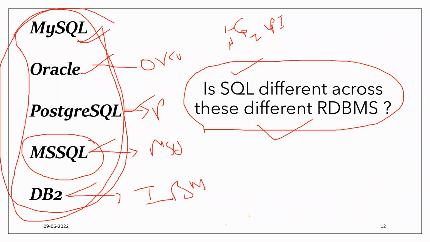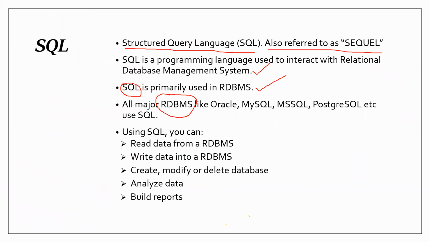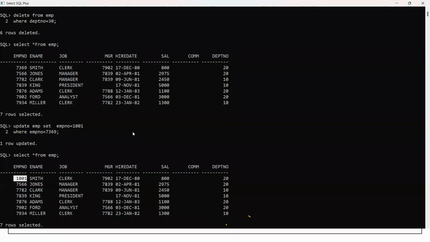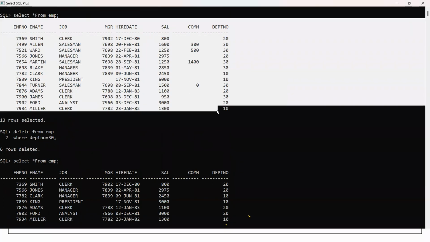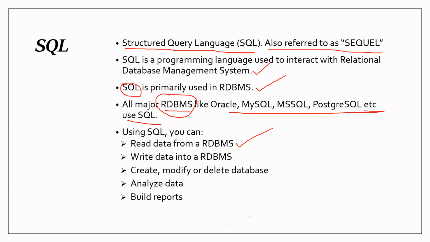So there are slight 1 or 2% syntax differences, and the remaining everything is the same. Now, all DBMS like Oracle, PostgreSQL, all databases use SQL. Using SQL, you can read the data from the database. So now we have seen how to read, retrieve or fetch the data from the database. All are the same. So we can discuss what is the select command, what is delete, everything.